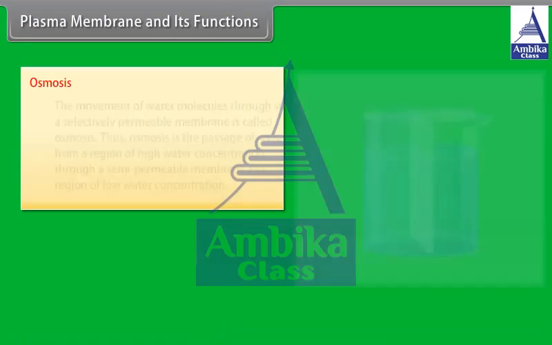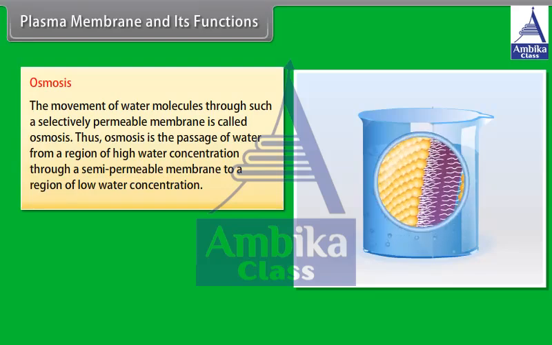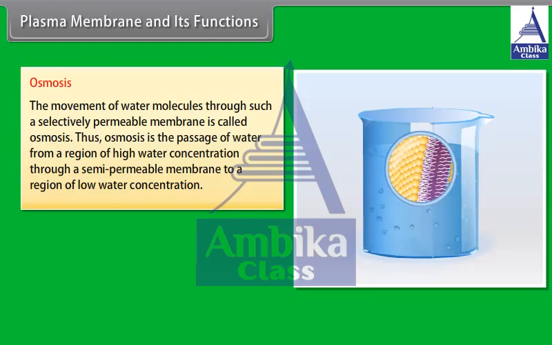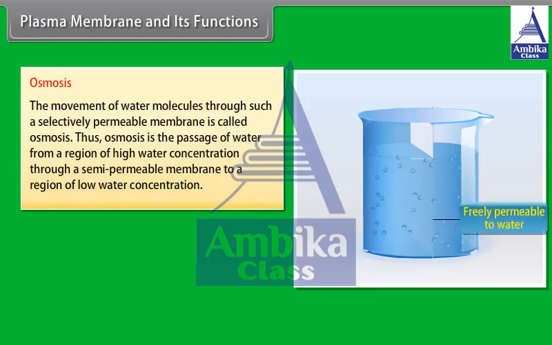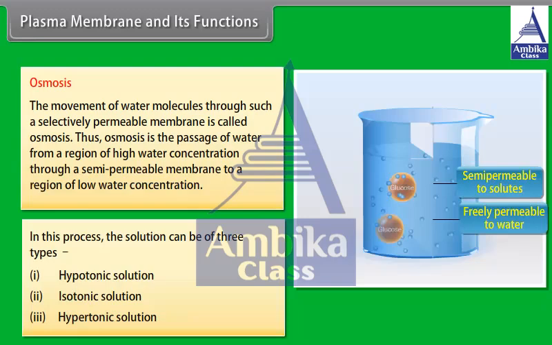Plasma membrane and its functions. Osmosis. The movement of water molecules through such a selectively permeable membrane is called osmosis. Thus, osmosis is the passage of water from a region of high water concentration through a semi-permeable membrane to a region of low water concentration. In this process, the solution can be of three types: hypertonic solution, isotonic solution. Hypertonic solution.